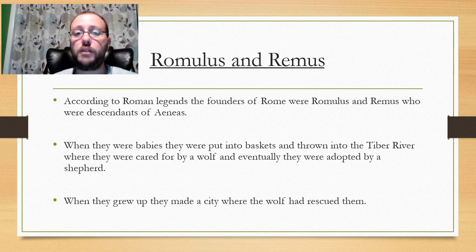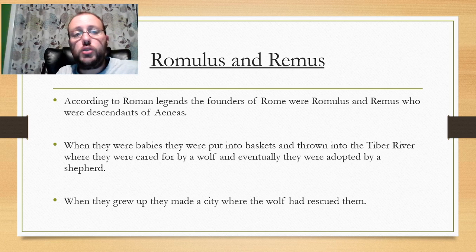According to Roman legend, the founders of Rome were Romulus and Remus, who were the descendants of Aeneas. While they were babies, they were put into baskets and thrown into the Tiber River, where they were cared for by a wolf and eventually adopted by a shepherd. When they grew up, they made a city where the wolf had rescued them.